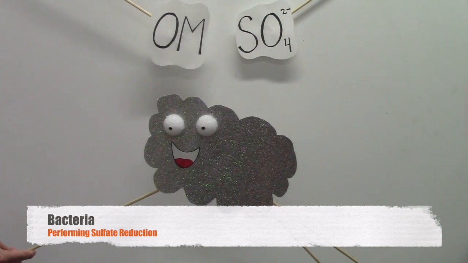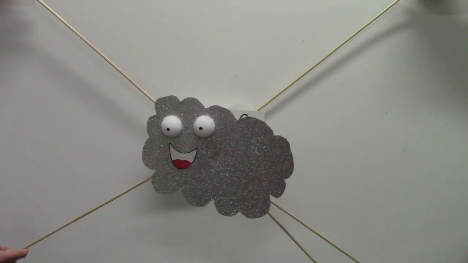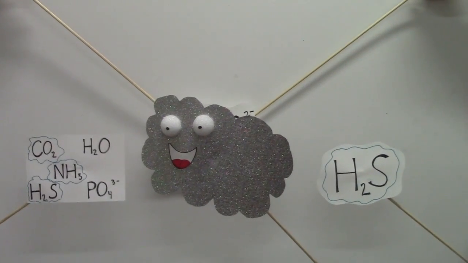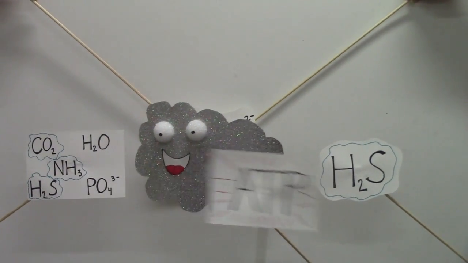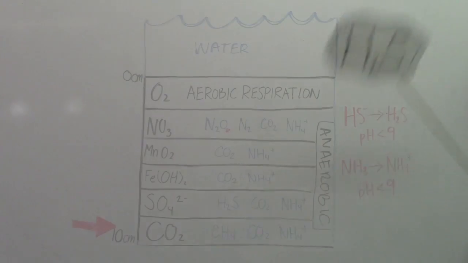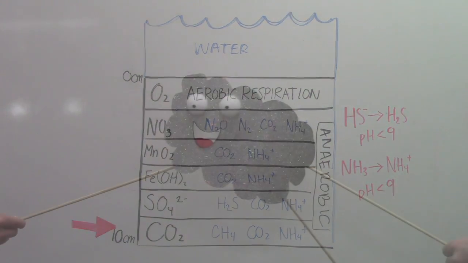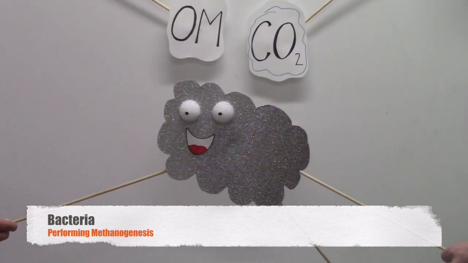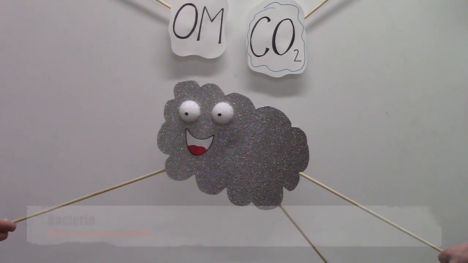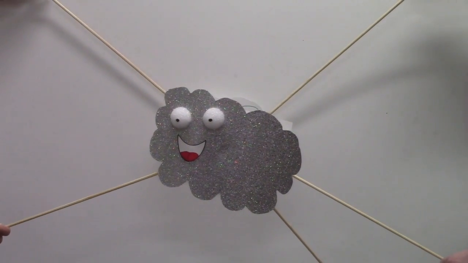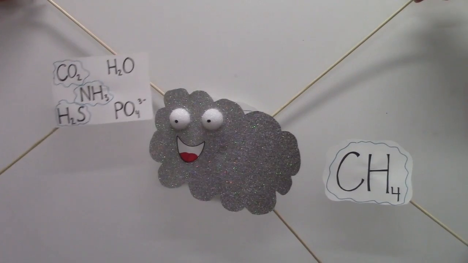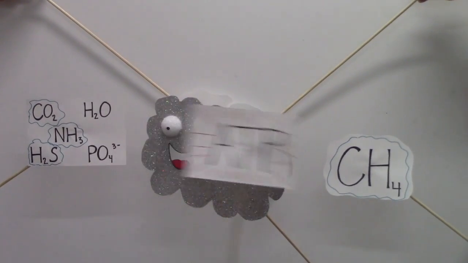Sulfate reduction occurs when organic matter is broken down with sulfate as the electron acceptor. Hydrogen sulfide is produced, and of course, ATP. Finally, once the available sulfate is reduced, bacteria move on to using the next most electronegative atom available. Methanogenesis occurs when organic matter is broken down with carbon dioxide as the electron acceptor. Methane is produced, and yep, you guessed it, ATP.